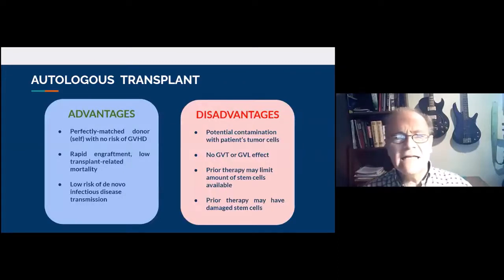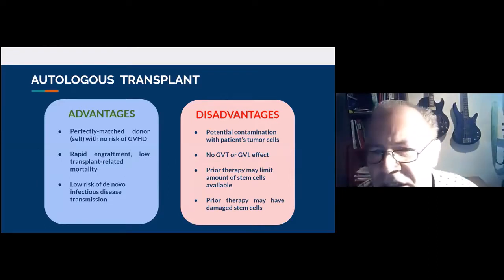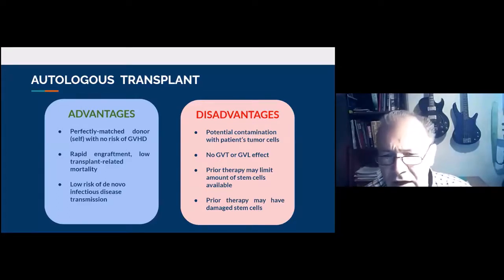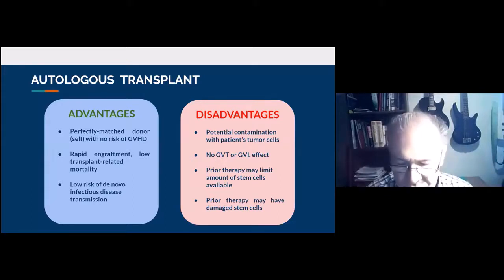Autologous transplant has advantages and disadvantages. The advantages are a perfectly matched donor because it's self, no risk of graft versus host disease, rapid engraftment, low transplant-related mortality, and low risk of de novo infection transmission. The disadvantages are potential contamination with patient tumor cells, and no graft versus tumor or graft versus leukemia effect. Prior therapy may limit the amount of stem cells available, and prior therapy may also have damaged stem cells.